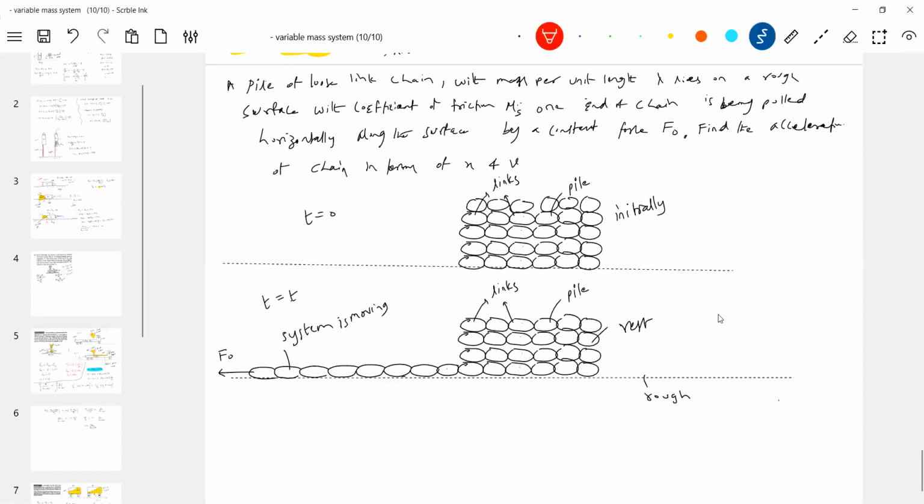Let me pick up this link. This is something very important. This link, very next moment, what will happen to this link? This link from the pile will enter into the moving part of the system. Let's assume that the system is moving. This particular link, I'll call it P, it is about to enter into the moving system.